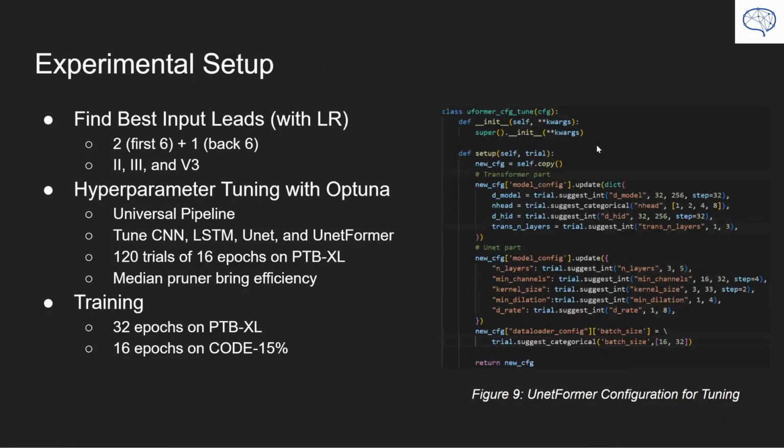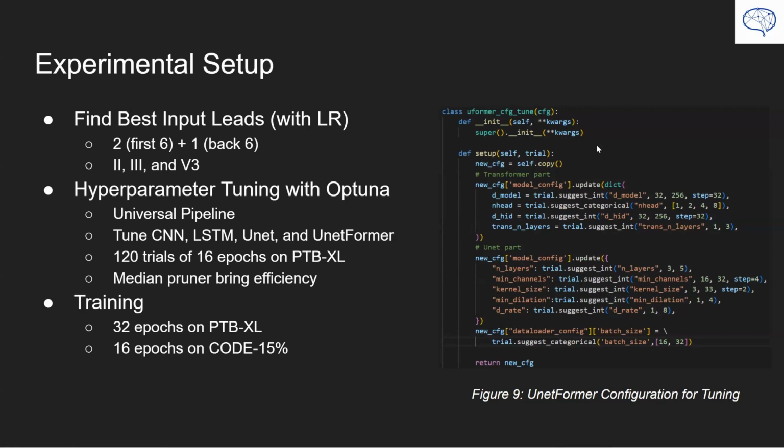For the experimental setup, we first want to find the best input leads. It is proper to have 2 leads from the first 6 and 1 lead from the back 6, so that the first 6 leads can be perfectly reconstructed using the linear relationship. After testing the lead combinations, lead 2, 3, and V3 are the best, and we use them as the input for the rest of the experiment.